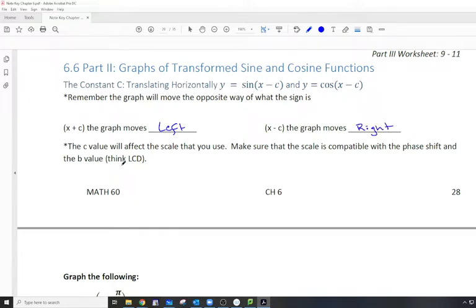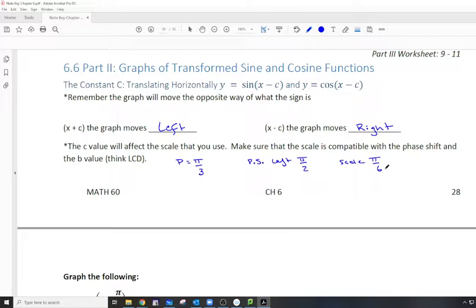Now, it's really important that the C value is going to affect the scale you use as well as the B value. So if you're trying to pick your own scale, like for some of the questions in the homework in the textbook later, if you have a period of pi by 3 and you're doing a phase shift, let's say moving left pi by 2, then you have to pick a scale that's compatible with both those numbers. So you want to think lowest common denominator. If you make your scale pi by 6, then you're good.